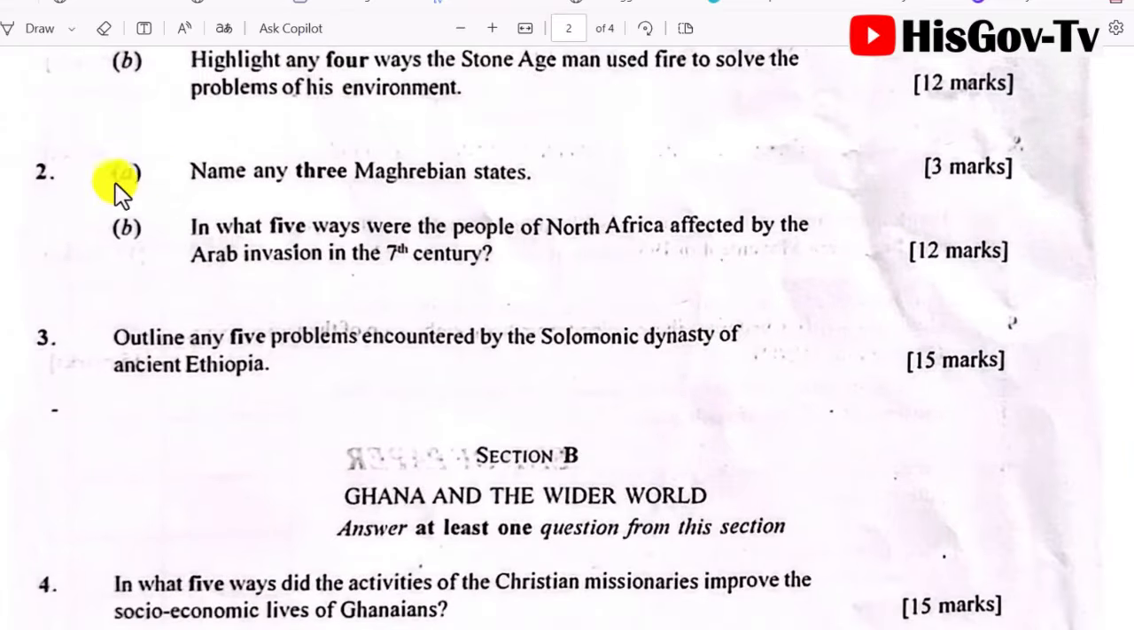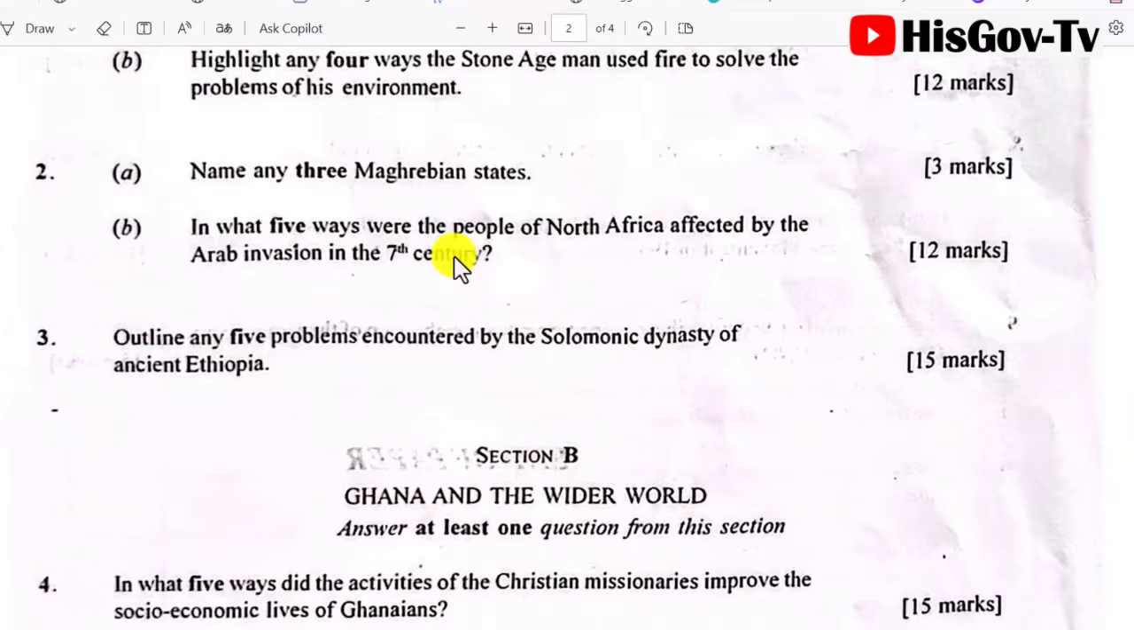Question number 2 says, name any 3 Maghrebian states. Just name any 3 Maghrebian states that you know of. 2B says, in what 5 ways were the people of North Africa affected by the Arab invasion in the 7th century? So how did the Arab invasion of the northern part of Africa, the Berbers, affect the culture of the Berber people?